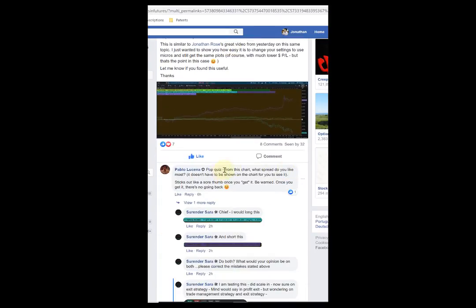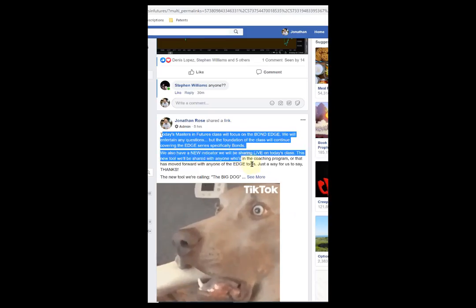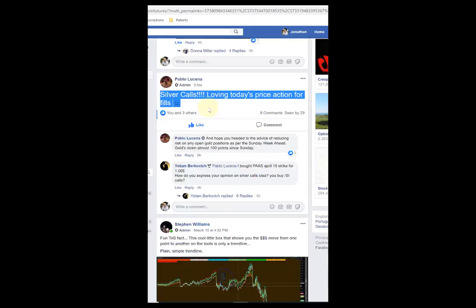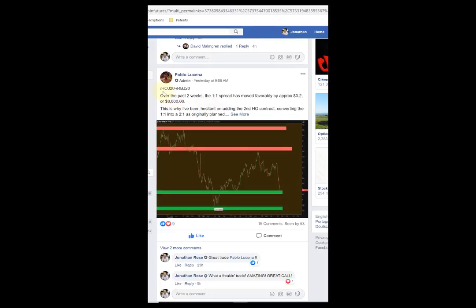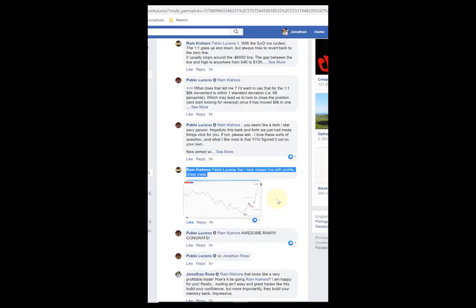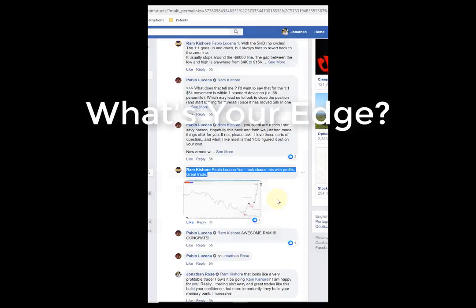Pablo with a pop quiz from this chart, guys. What spread do you like the most? Sharing a new indicator with the coaching students. Pablo celebrating some silver calls that were on the Portfolio Masters Club week ahead. Yesterday, Pablo talking about our HORB trade. That's what the light blue line is on our chart, trading with the community. Being able to ask questions, using powerful tools. What's your edge?